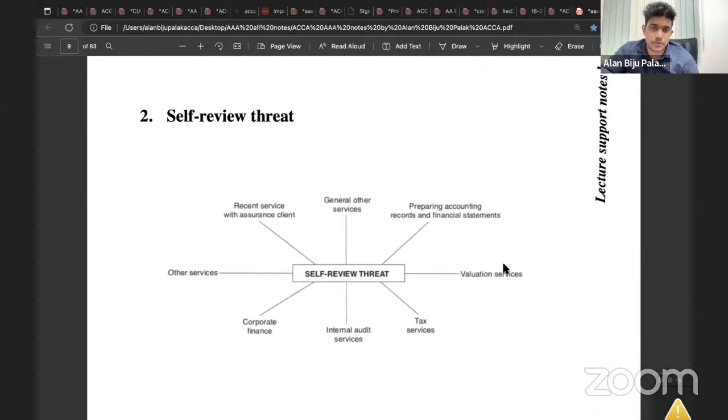So what do you mean by self-review threat? Well, it is very easy to understand the self-review threat, and very easy to pick from the scenario as well. Whenever there is a possibility that we have performed any of the services for a client company which might relate to the client company's financial reporting, that can be considered a case for self-review threat. So if something in the scenario shows that you have already been involved in the client company's financial reporting related tasks, it would result in self-review threat.